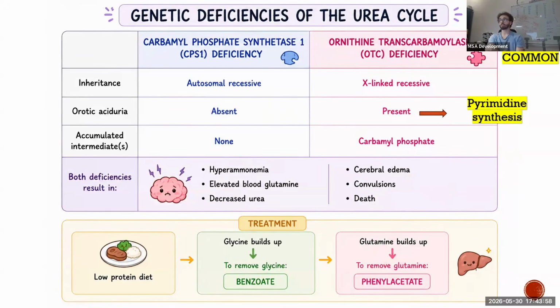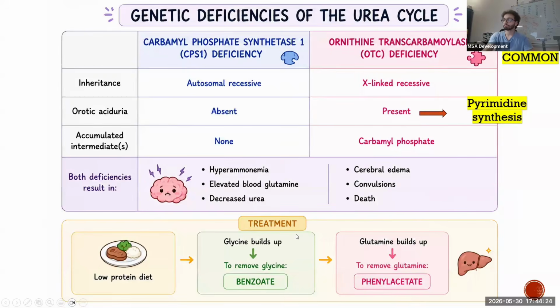Something I want you to know that has been asked about before. Nice? Orotic aciduria in general, what is it related to? Pyrimidine synthesis. That's all I want you to know. Of course, something I want you guys to know: if you get a question about a urea cycle defect, but it doesn't mention orotic aciduria, what enzyme would you choose? You would choose ornithine transcarbamylase because it is the most common. Okay? Now let's go to the treatment.